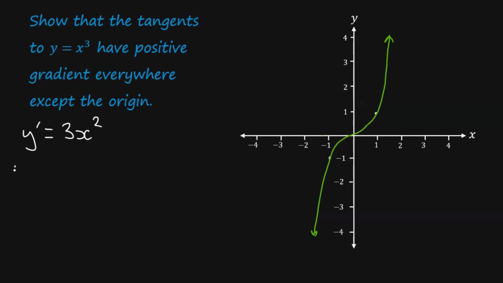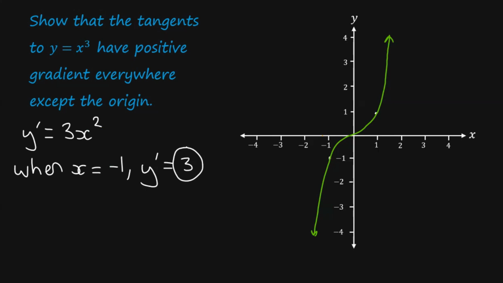And what we can do is just substitute the x value of each of those points into the derivative and see what happens. So when x equals -1, the derivative is going to be 3 times (-1) squared, which is just going to be 3. So the derivative is going to equal 3, and that's a positive result. That's what we were after.